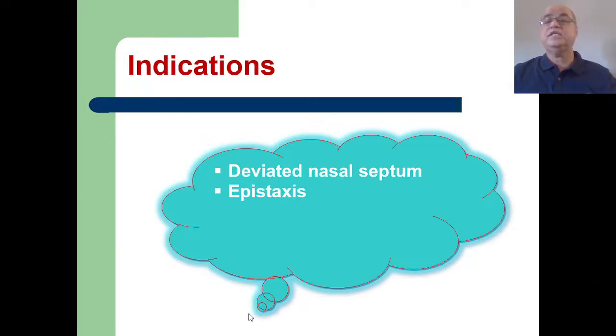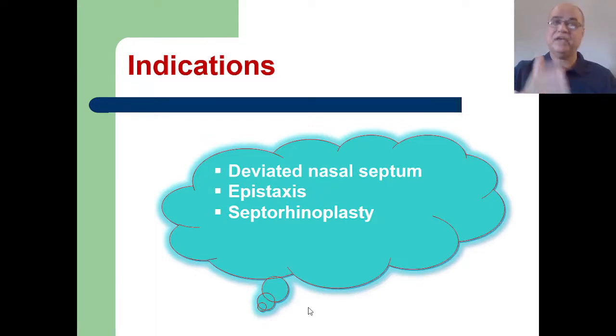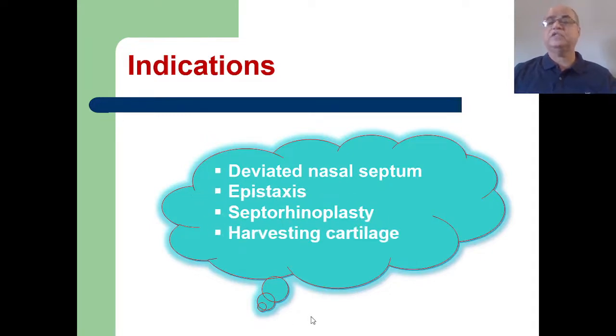Then we may need to do the external rhinoseptoplasty, where the patient is having external deformity of the nose along with deflected nasal septum, so as a part of rhinoseptoplasty we have to do this. Also if we need the septal cartilage as a graft, for example in septal perforation repair or in external rhinoplasty, we need this cartilage graft for the support of the external osteocartilaginous framework of the external nose, or in tympanoplasty where we have to repair the tympanic membrane with a cartilaginous graft. So we have to harvest this septal cartilage.